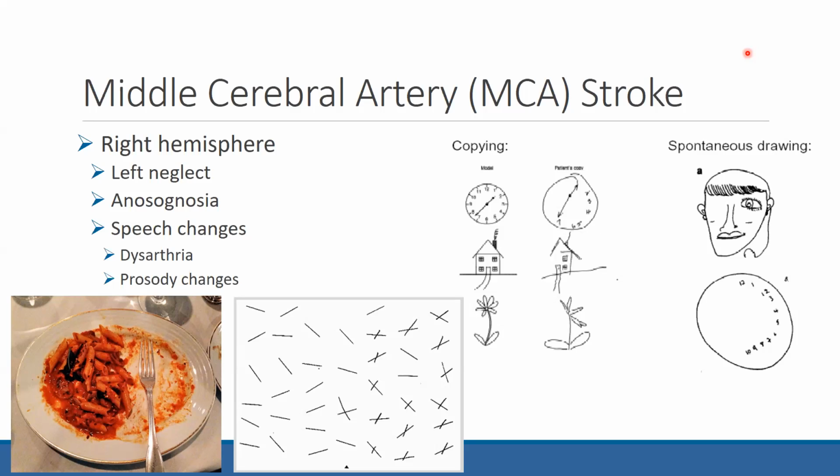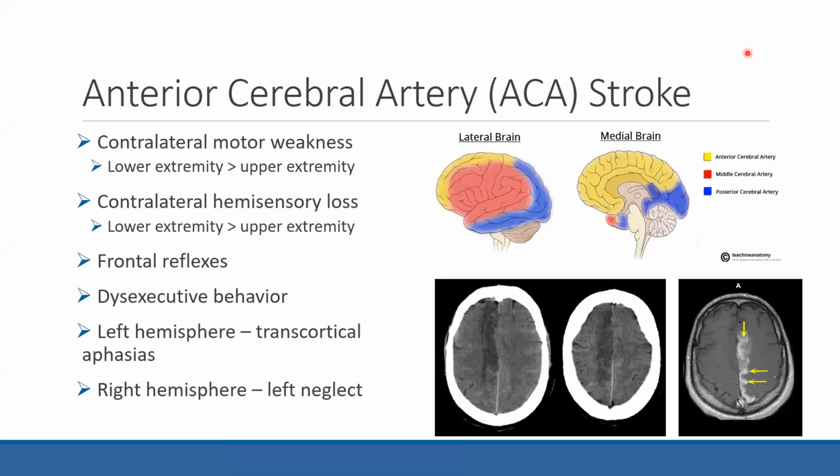So we often think of the left hemisphere as being language, but the right hemisphere is really important for prosody, for tone, for understanding the meaning behind language sometimes. And you may also see a lot of dysarthria. So that's kind of what a right MCA stroke would look like.